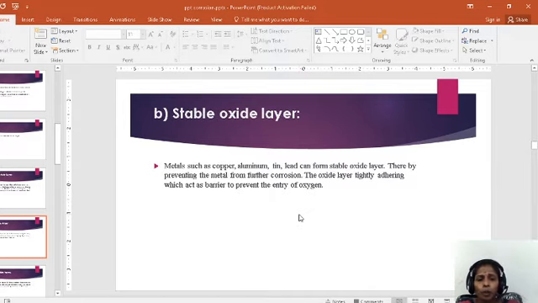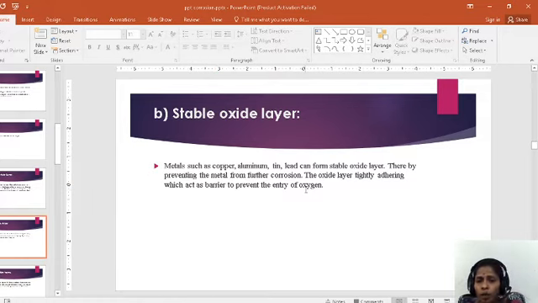The next one is the stable oxide layer. In the unstable oxide layer, after some time the oxide layer decomposes and is removed. But in the stable oxide layer, the oxide layer is strongly sticking on the surface of the metal. It is not removed and not decomposed after some time. Metals such as copper, aluminium, tin and lead can form a stable oxide layer, thereby preventing the metal from further corrosion. The oxide layer, tightly adhering, acts as a barrier to prevent the entry of oxygen.